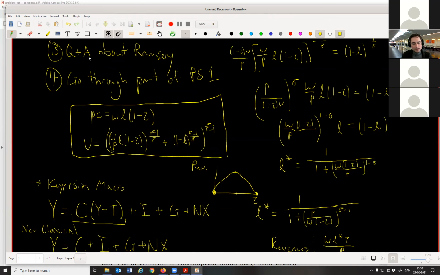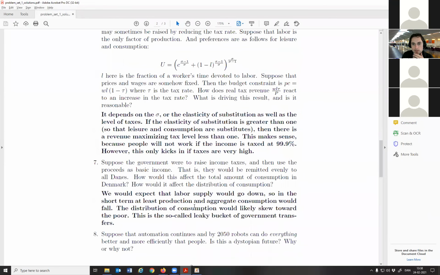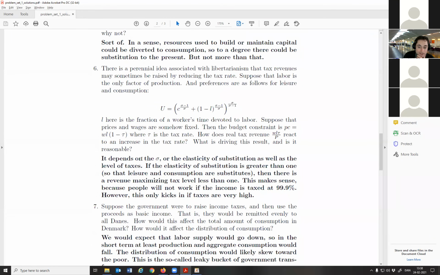Okay. So just to flip quickly back to question six here. I say it depends on the sigma, the elasticity of substitution, as well as the level of taxes. If the elasticity of substitution is greater than one, so that leisure and consumption are substitutes, then there's a revenue maximizing tax level that's less than one. That makes sense because people will not work if the income is taxed at 99.9%. However, this only kicks in if taxes are very high. And then as I said, it's not here in the answer, but if sigma is less than one, then it's unambiguous that when you increase the tax rate, you're going to increase revenues.